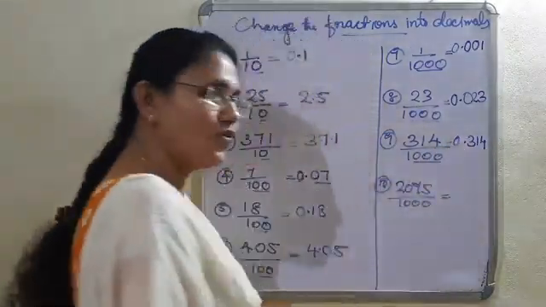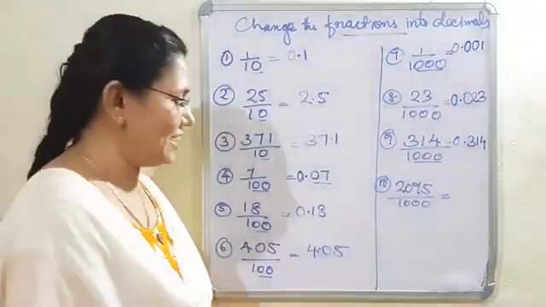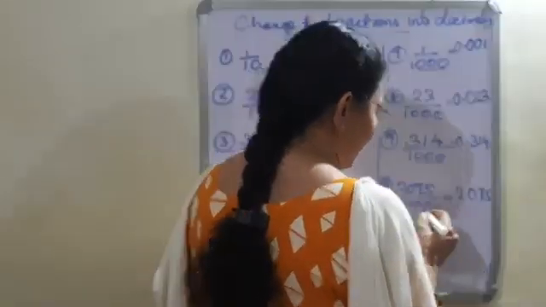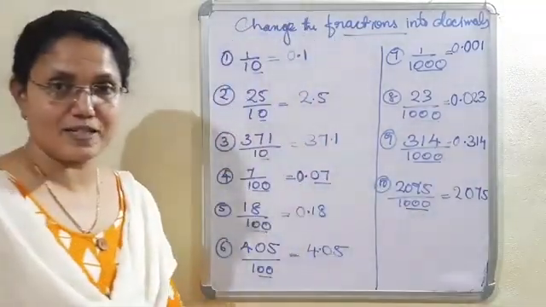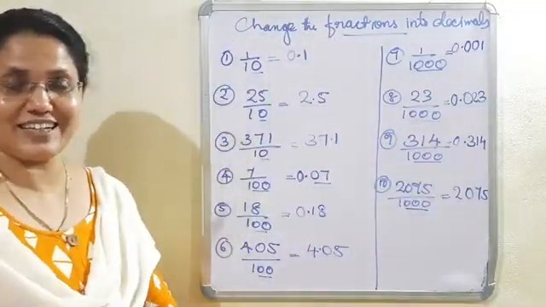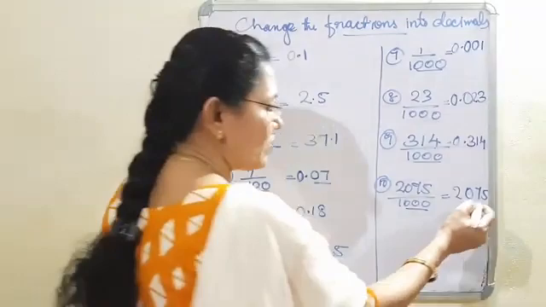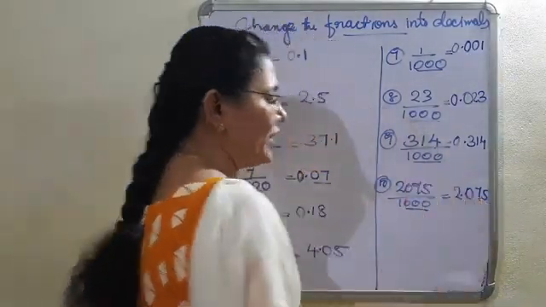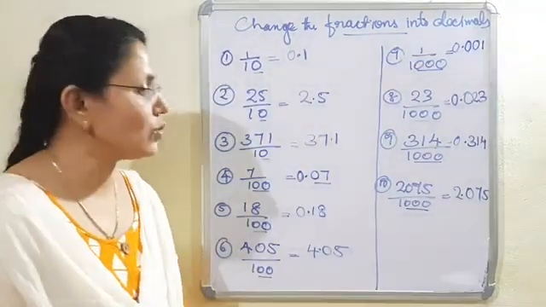Next, here also 3 zeros are there in your denominator. I am writing the numerator 2075. Here we need 3 decimal places, but in the numerator 4 digits are there. Then how can we write it? Yes, from right to left count 3 digits: 1, 2, 3. Then put the decimal point. Now the answer is what?